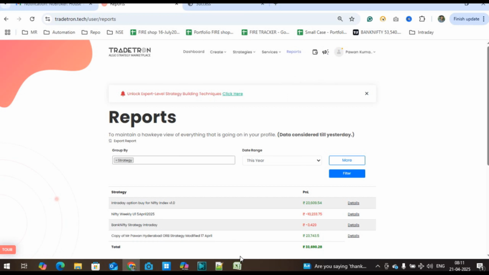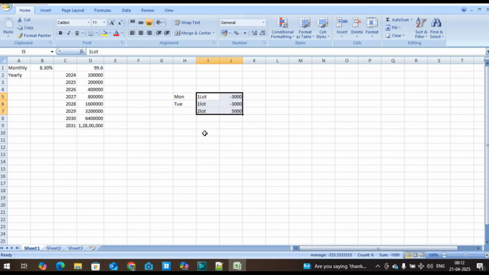Never increase your lot size more than two. Some people may think, okay, if I lose two times with two lots, then four lots, then six lots. No, no, no. Please don't do that. Just go to a max of two lots. There will be a bad month also and there will be a good month also. The good month will recover the bad month, so don't worry about that.